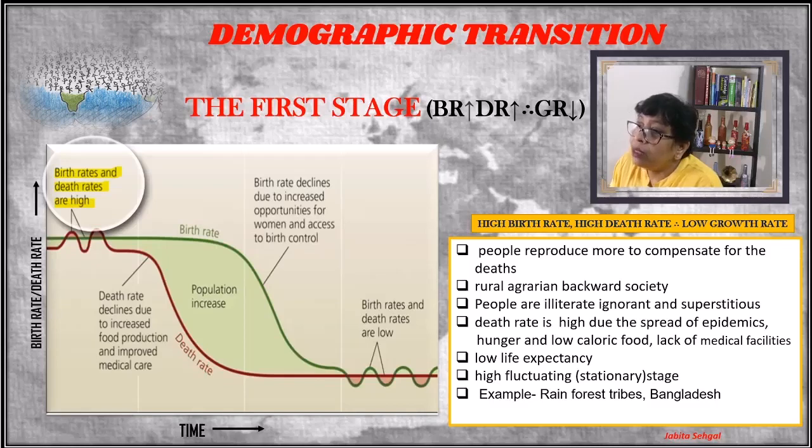In this stage, the countries are backward and indicate high birth and high death rates because people reproduce more to compensate for the deaths caused due to epidemics and variable food supply. This results in slow population growth. People mostly live in rural areas and their main occupation is agriculture. Large family is regarded as a necessity to increase the family income.